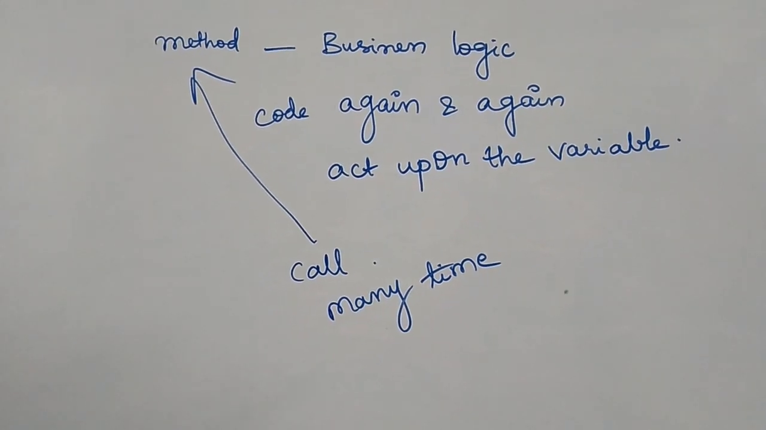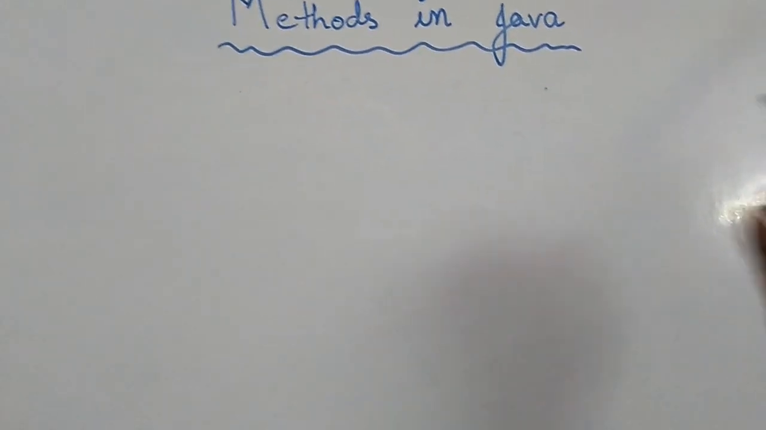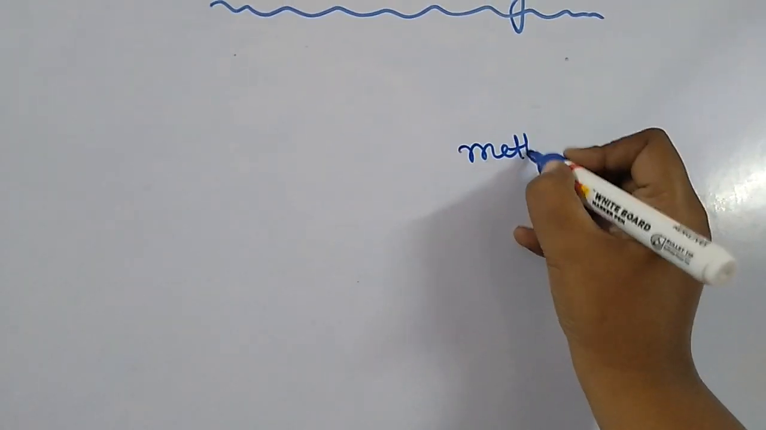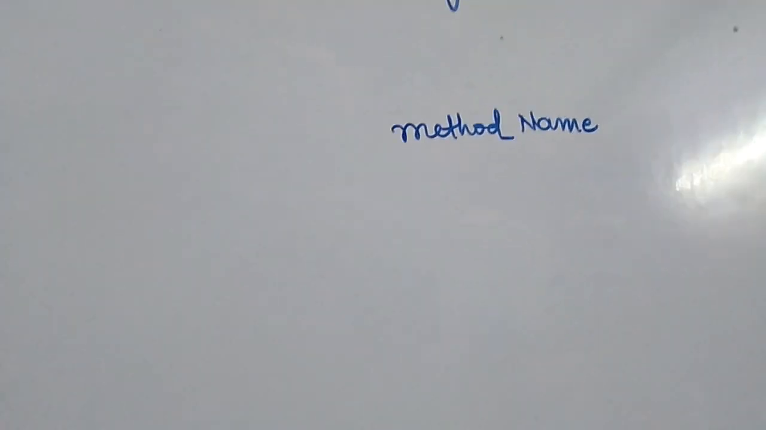Right, now we'll see the general form. Like any other thing inside the class, even the method will have a method name. This is the first thing that we need to keep in mind.